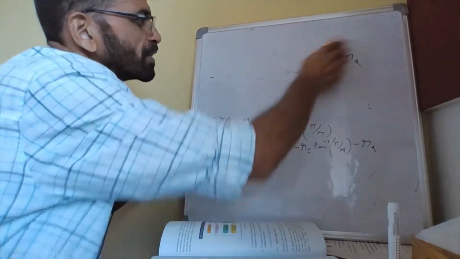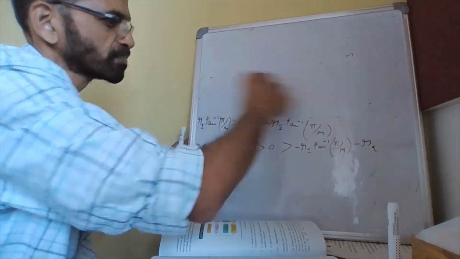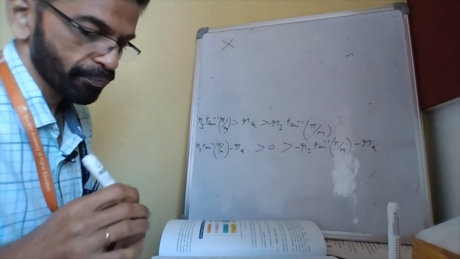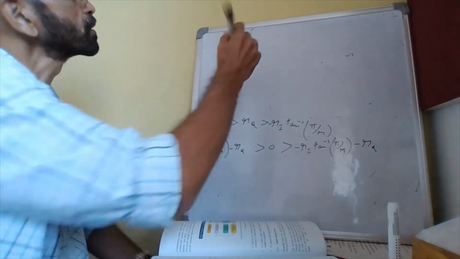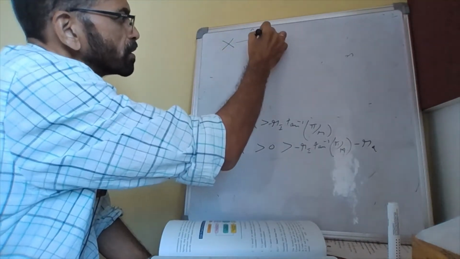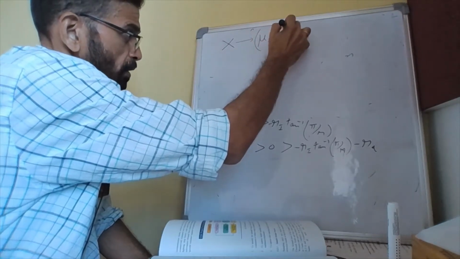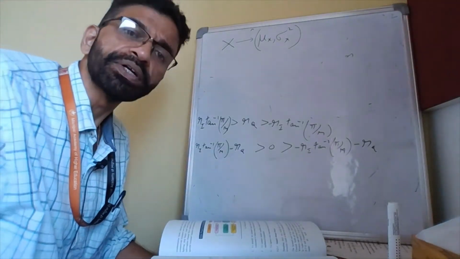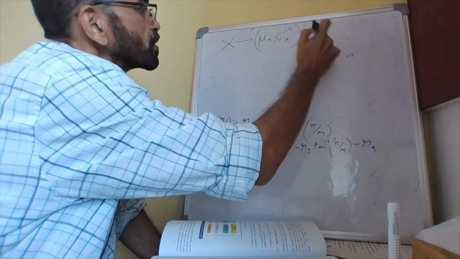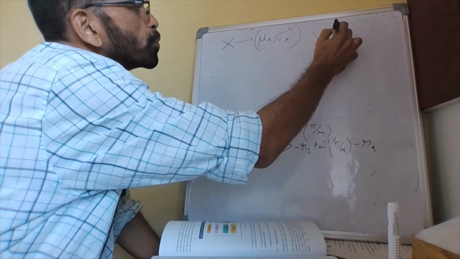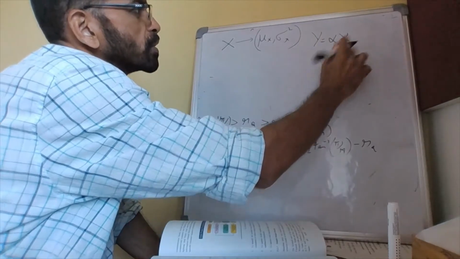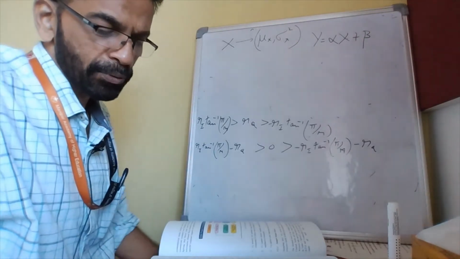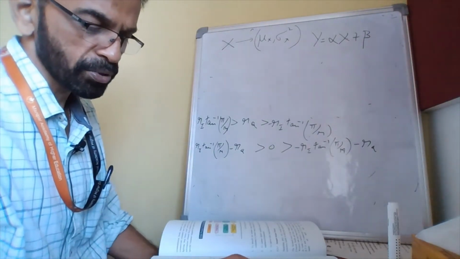Now we quickly recall a very elementary fact. Suppose you have x as a random variable with mean mu x and variance sigma square x. Now let's define a new random variable y, which is equal to alpha into x plus beta, where alpha and beta are constants, deterministic values.